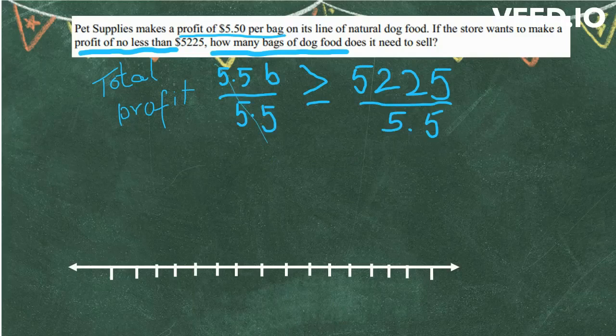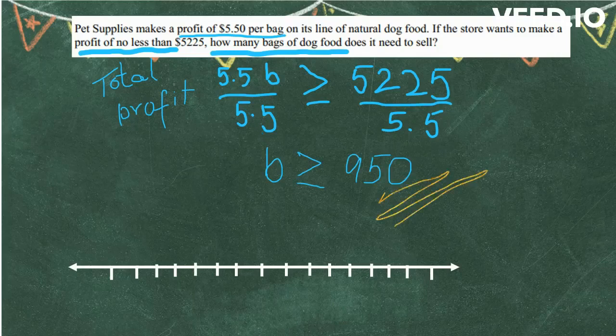So let's divide by 5.5 on both sides. It cancels out. We are left with b on the left hand side. b is greater than or equal to 950. So it needs to sell a minimum of 950 bags in order to make the profit. So let's plot that. 950, it goes indefinitely, and we need to shade that circle because 950 is included.